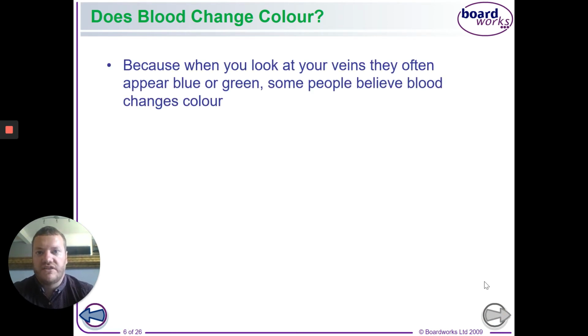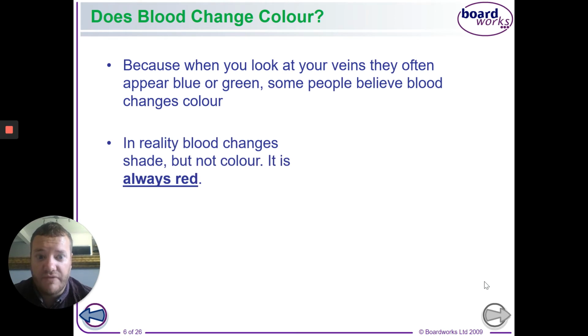All right, so I get asked this question a lot: does blood change colour? And it often comes from the same reason. Students look at the veins in their arms and say, oh, they look blue, or they look green, or they look purple. And so I've had numerous students down the years say, yeah, that's because your blood is green when it's in your veins, isn't it? And the answer is no, blood is never green or blue. In fact, it's only ever red.